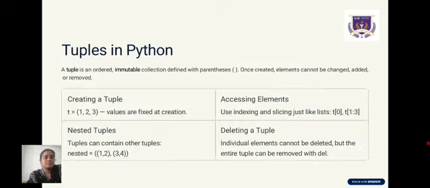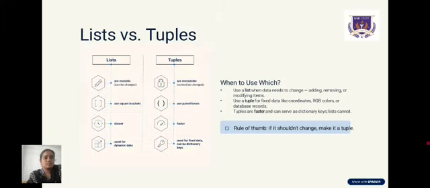Next one is tuples in Python. A tuple is an ordered immutable collection defined with parentheses. Once created, elements cannot be changed, added or removed. We can create a tuple, access its elements, and also have nested tuples. We can also delete a tuple. If we do not need a tuple, we can delete it.